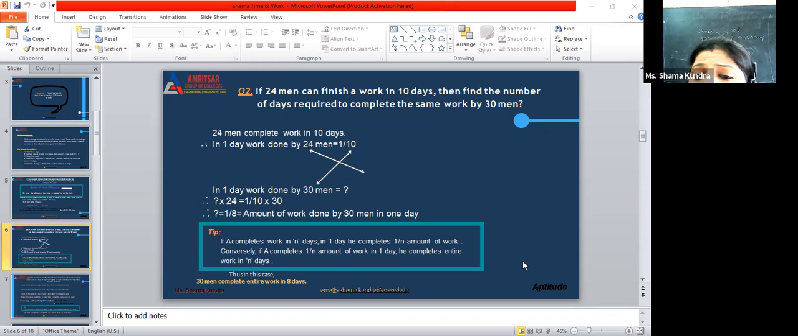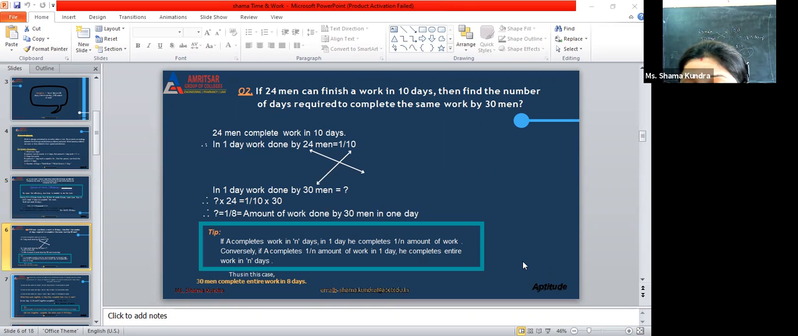In one day, how much work is done? Simply invert. What do we get? 10 to 1 by 10. We invert the number of days. We get 1 by 10 amount of work. So 30 men will finish the entire work in how many days? We don't know. So over here, what we know, 24 men in one day do 1 by 10 amount of work. So 30 men in one day, how much work would they do?